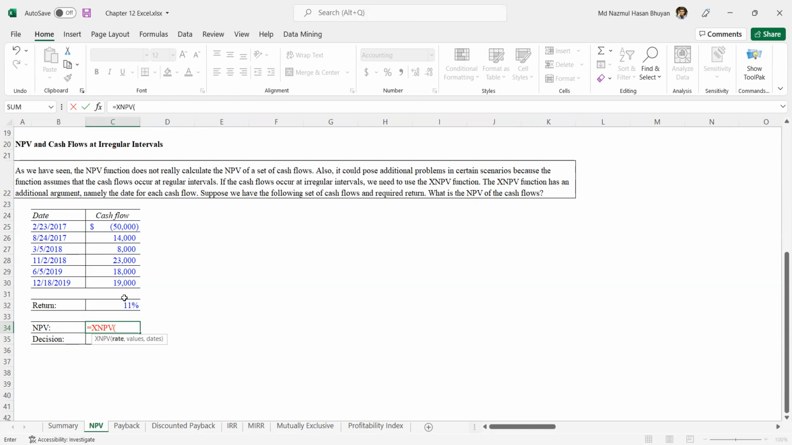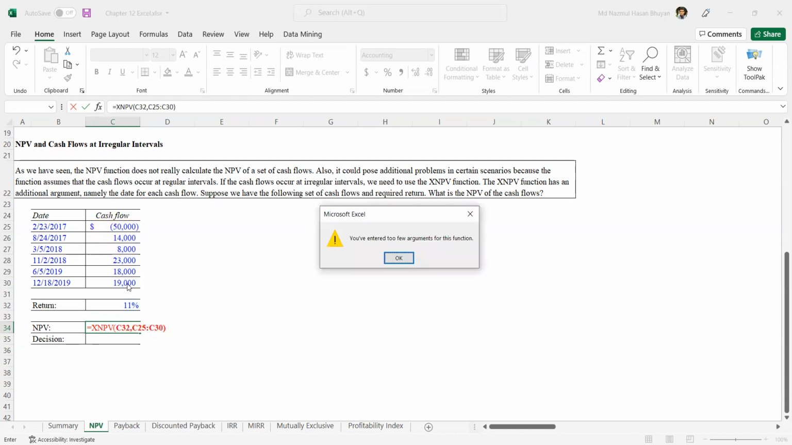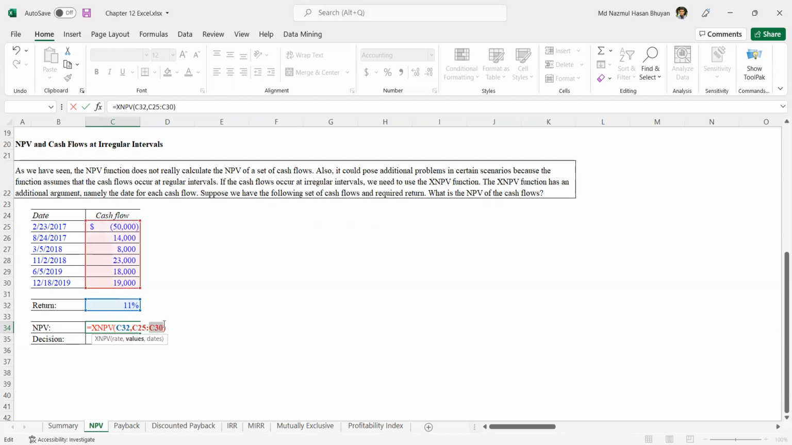XNPV. Here you're going to choose the rate you have, which is 11%. And then you're going to select all the cash flows you have over the life of the project. Then close the bracket. Oh, after values, you need to put the dates, and then hit enter. So then you get your net present value.